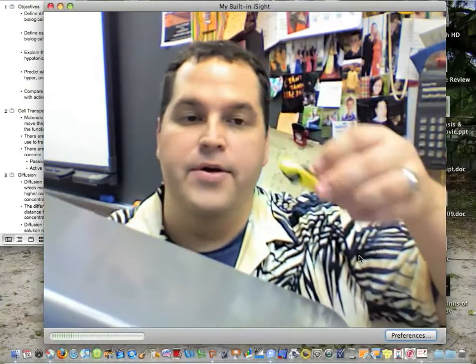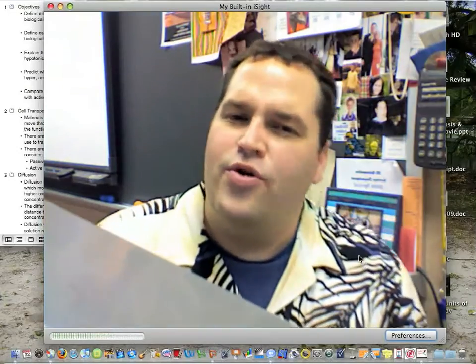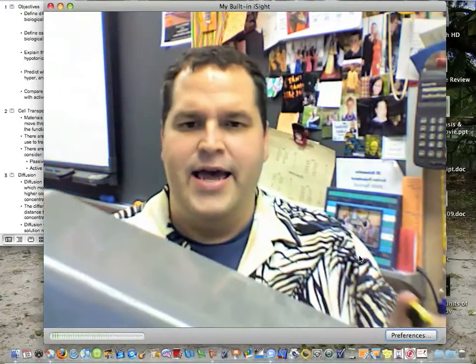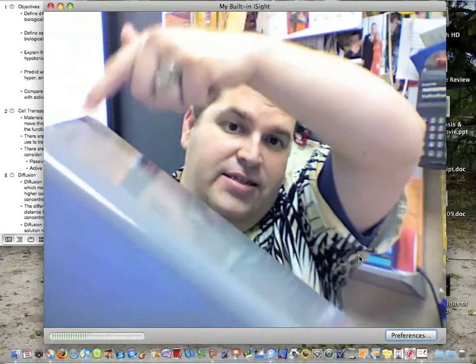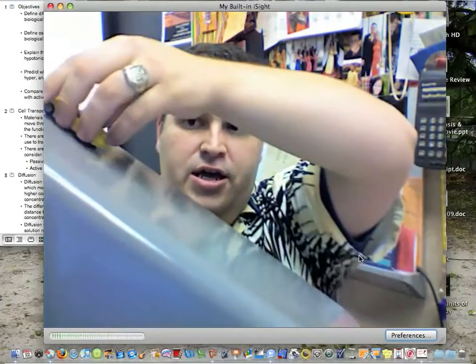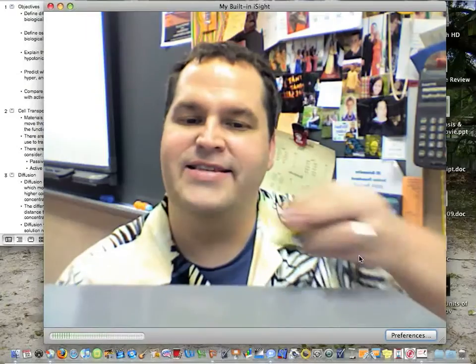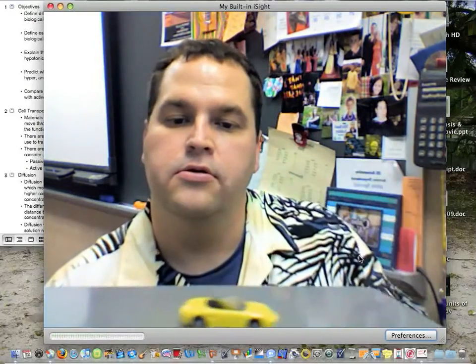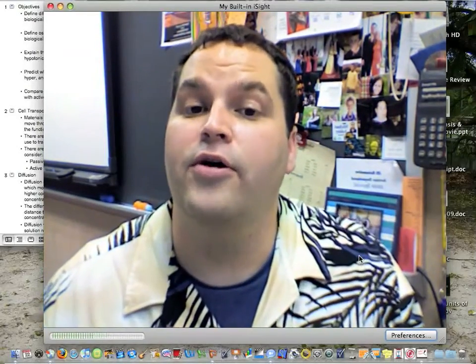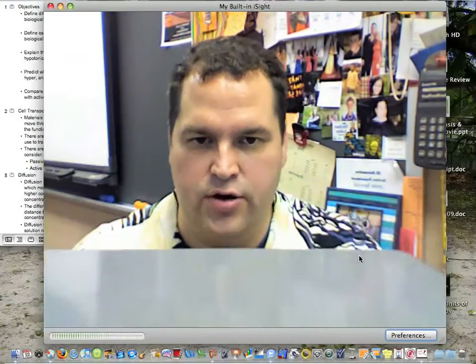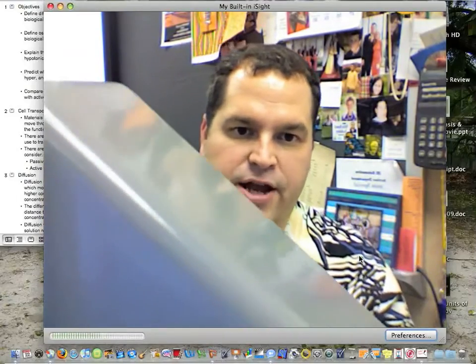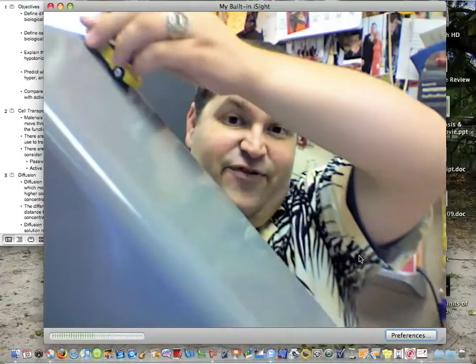All right, you noticed how fast that went. Well, that's kind of how diffusion works. The bigger the difference, meaning this is high concentration and this is low concentration, the faster the particles will move. The less difference, the slower it'll move. So that's the concentration gradient concept. The bigger the difference, the faster the movement.